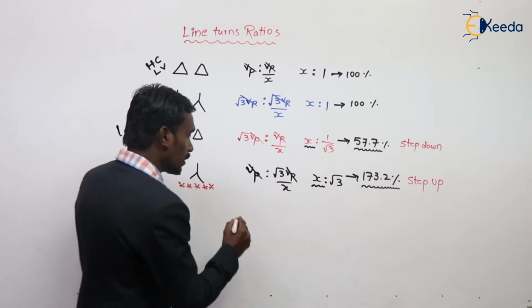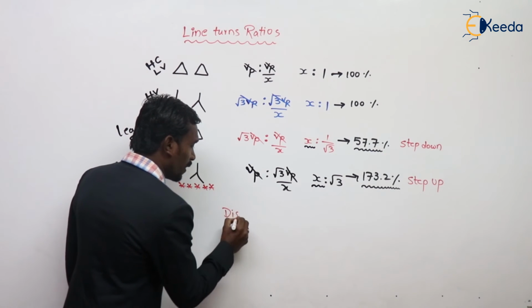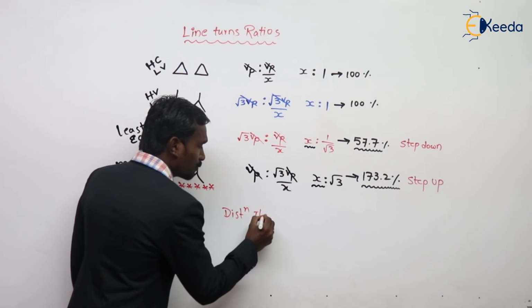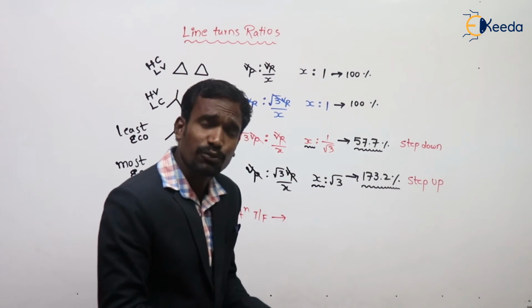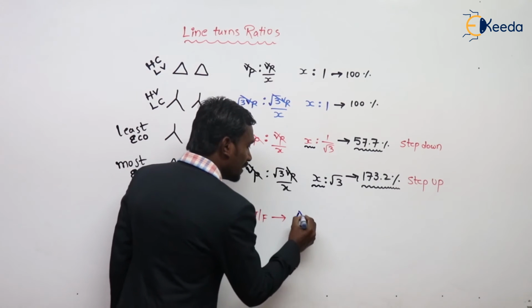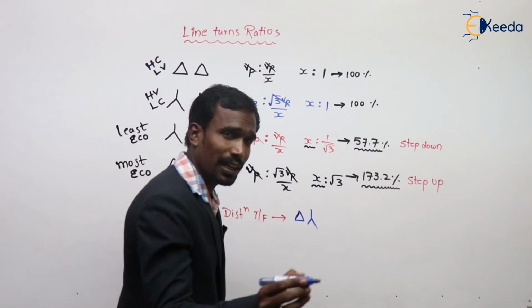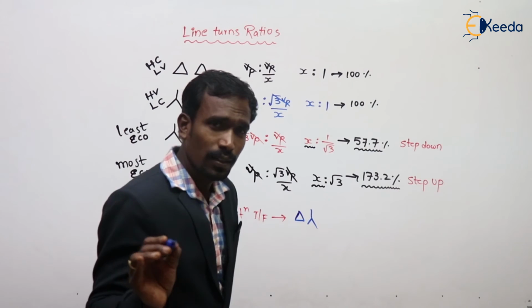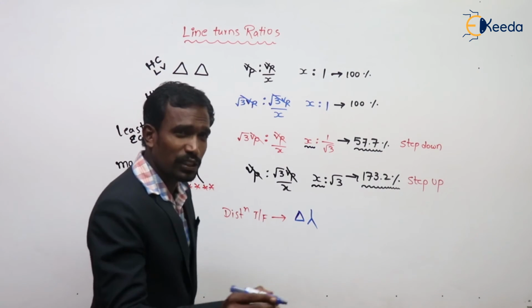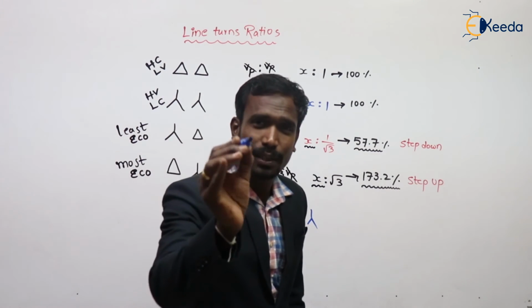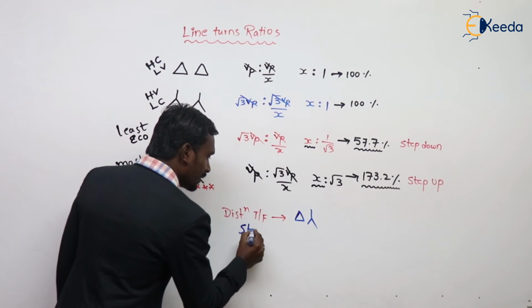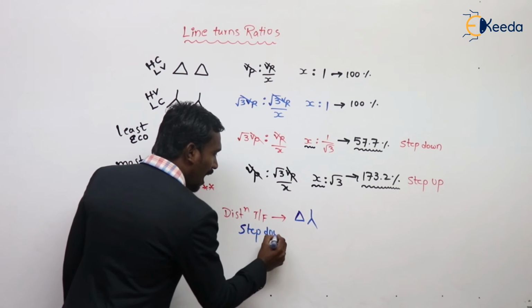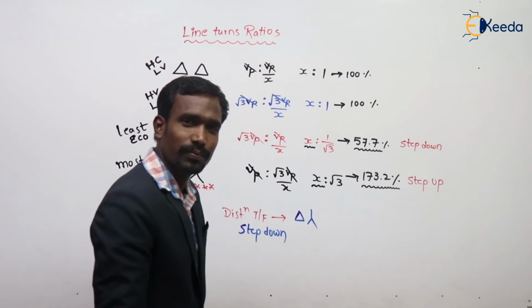Now you may have a doubt: in a distribution transformer, which is preferable? In a distribution transformer, ultimately delta-star is preferred, no doubt. Is the distribution transformer a step up or step down transformer? Exactly, a distribution transformer is a step down transformer. 100% correct answer.